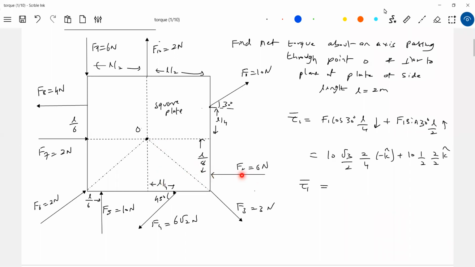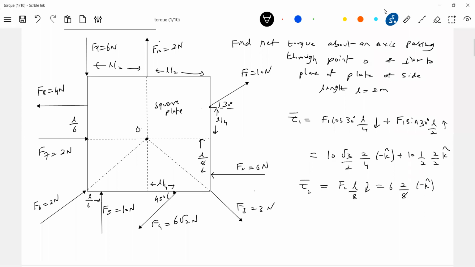Instead of that, you just extend this force. So this will become R perpendicular, and this is F2. Therefore, the value will be F2 into L by 8. And the angle between F2 and the perpendicular distance is 90 degrees. The torque will be in this direction. So F2 is 6, L is 2, by 8, minus k cap. This is the torque due to the second force.